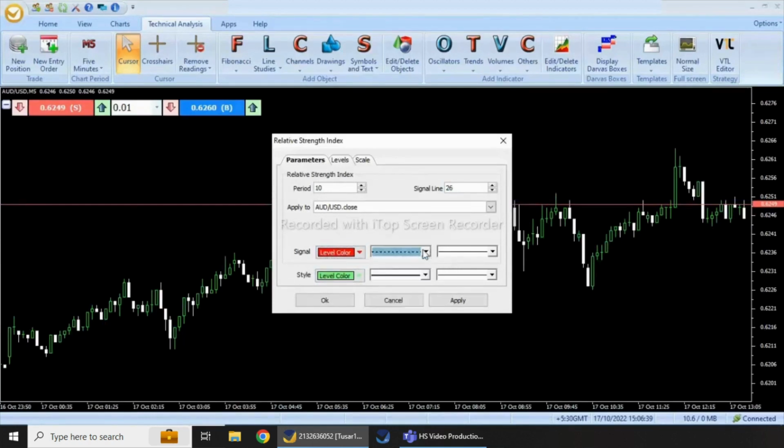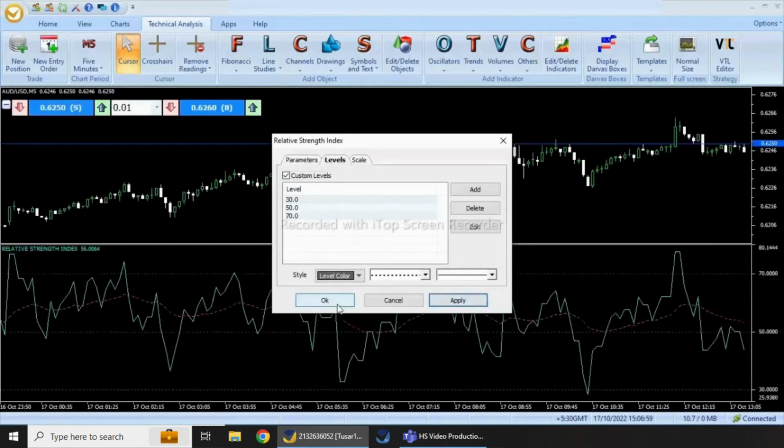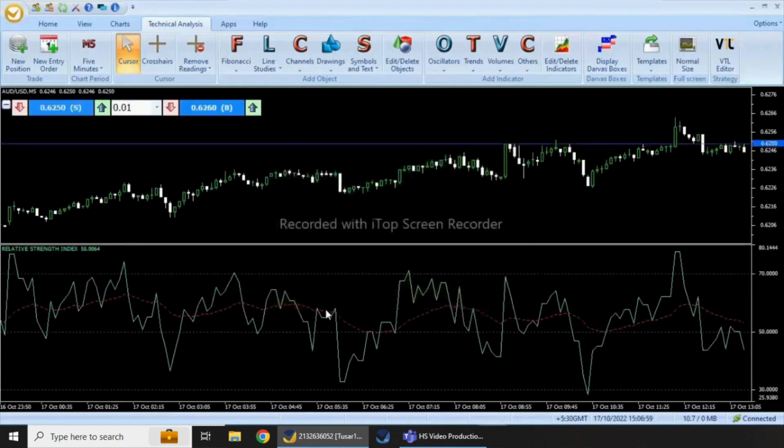Now, let's move to the levels setting. Keep the default values, typically 30, 70, and 50. These values help define overbought and oversold conditions. Once you've configured your RSI settings, click Apply and then OK. Your RSI chart is now displayed on your screen.